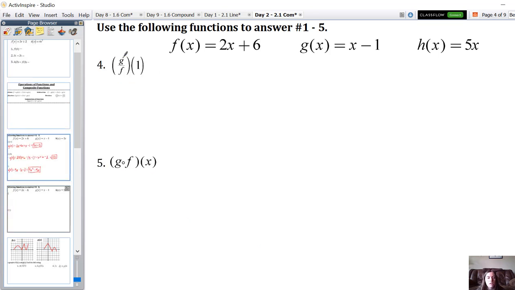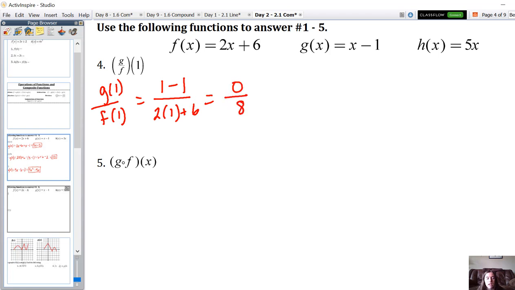Number 4, we've got g over f of 1. Again, that is the same thing as g of 1 over f of 1. So if we were to plug 1 in for g, that would be 1 minus 1 over, and if we plug 1 in for f, 2 times 1 plus 6. Well, 1 minus 1 is 0 over, 2 times 1 is 2 plus 6 is 8, but 0 divided by any number is just 0, and there's our answer.